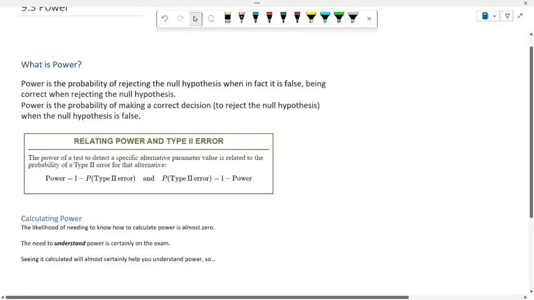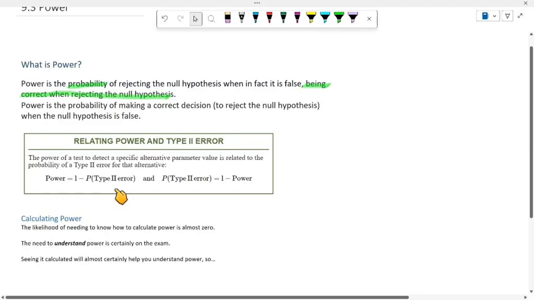All right, hey everybody, here is a quick little lesson about power. Power is the probability of rejecting the null hypothesis when it is in fact false. So, in other words, it's the probability of being correct when we reject the null hypothesis. It's the probability of making a correct decision when the null hypothesis is false.